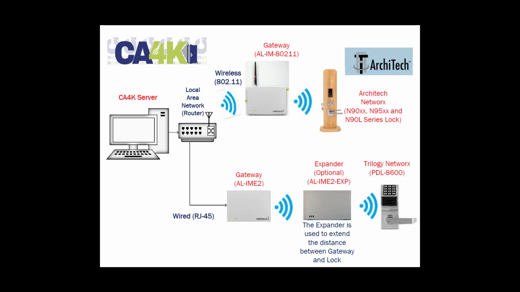In summary, the CA4K software communicates on a local area network to a router. The router can either communicate to a gateway via a network cable or 802.11, also known as wireless. The gateway then communicates directly to a wireless lock or to an optional expander that communicates to a wireless lock. The following screens are from the Continental Access Quick Help System and provide images for most of the Networx components needed for a wireless lock system.